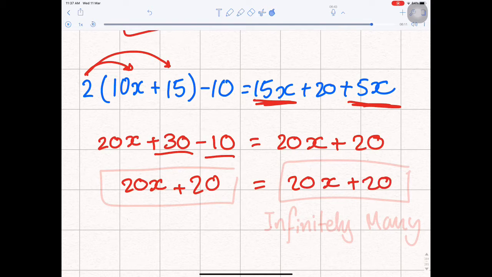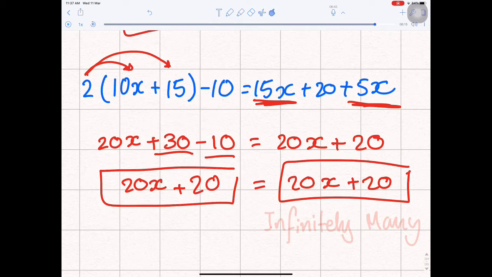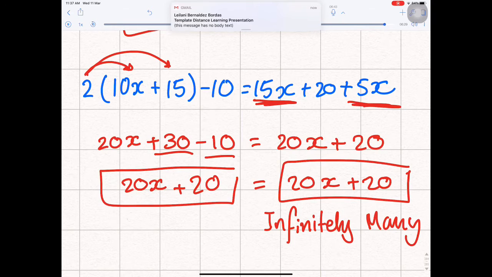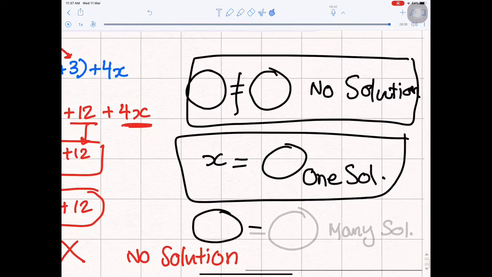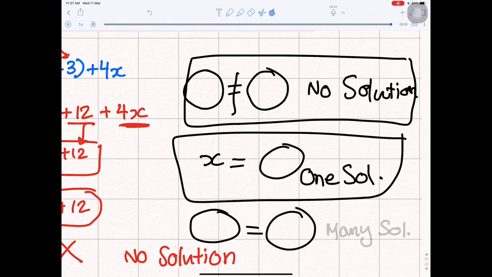If you notice here, this right-hand side is exactly like the left-hand side. If we have them the same, equal to each other, I would know that I have infinitely many solutions. So the rule number 3 is that if I have something exactly equal to something, I'll have many solutions for this equation.